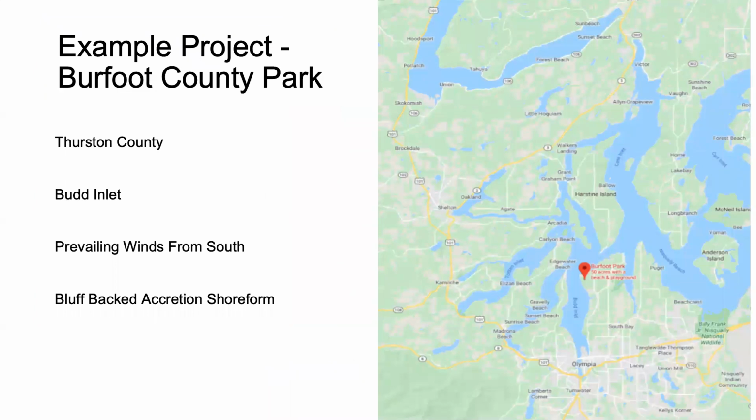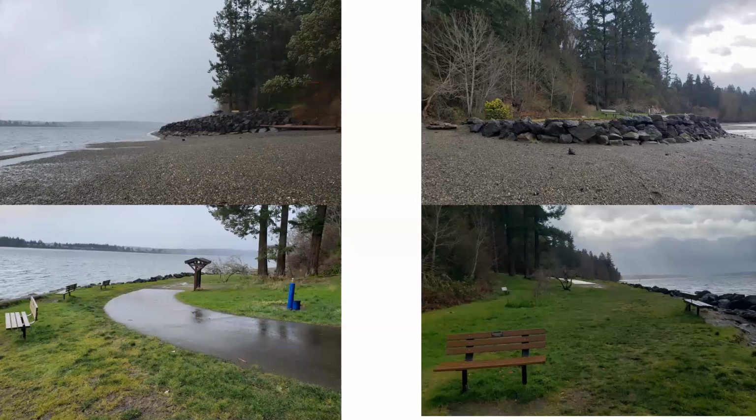Let's look at Burfoot County Park. We're going to run through and take a look at pictures there. It's in Thurston County on the northeastern edge of the mouth of Budd Inlet. Our prevailing winds are from the south here and pretty much straight from the state capitol. And the site is a bluff-backed accretion shore form.